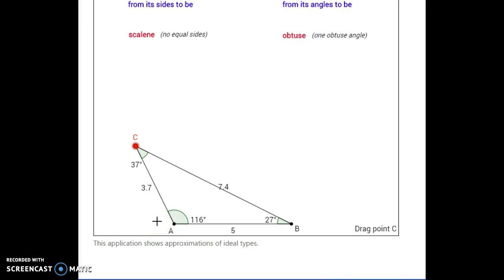Now I'm going to explain right triangles to you. A right triangle is simply a triangle with a right angle. An isosceles triangle or scalene triangle can be a right triangle also, so long as it has a single 90-degree angle.